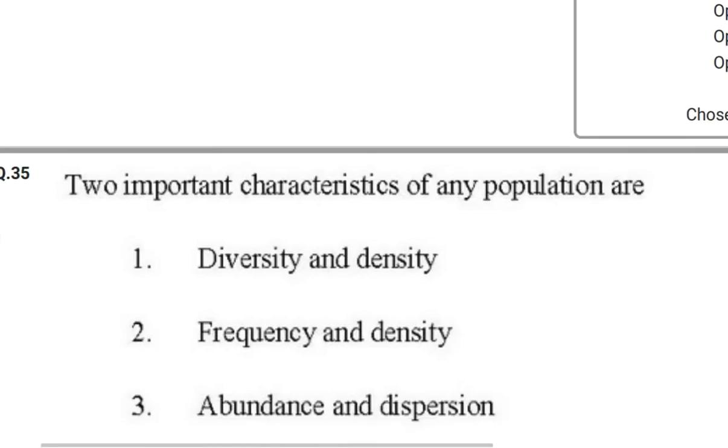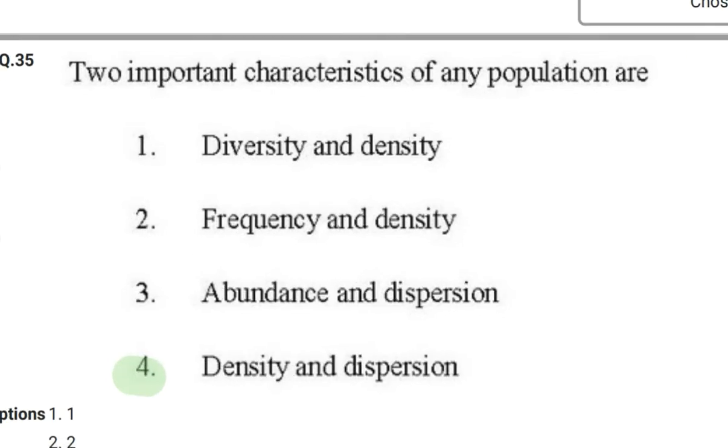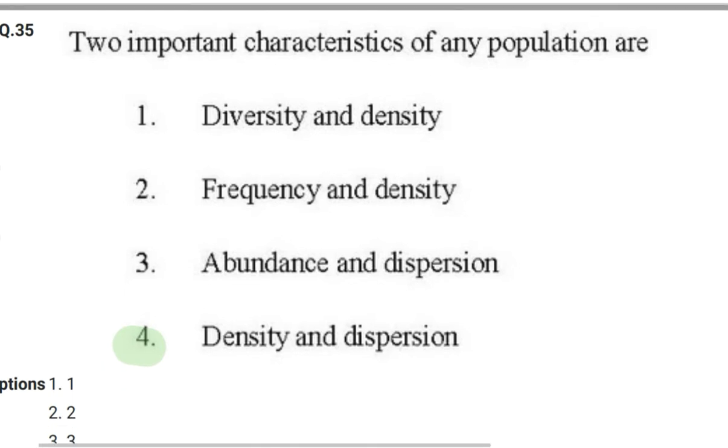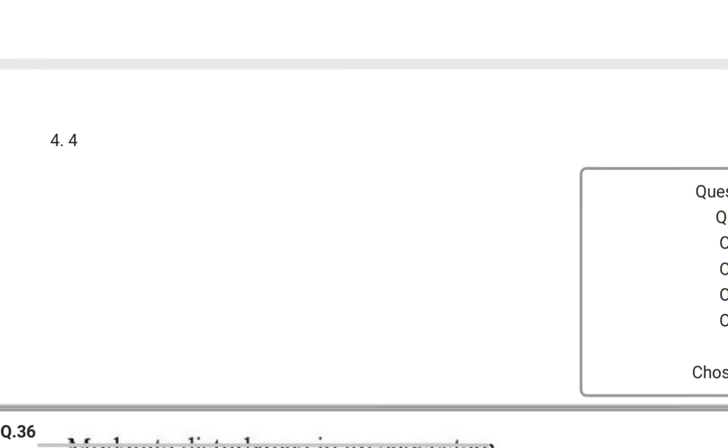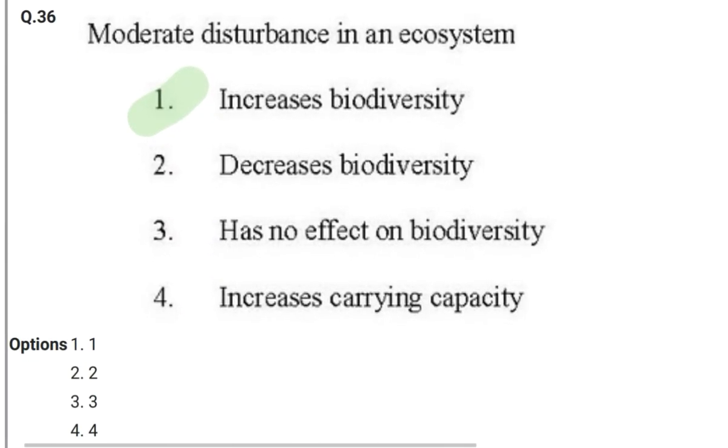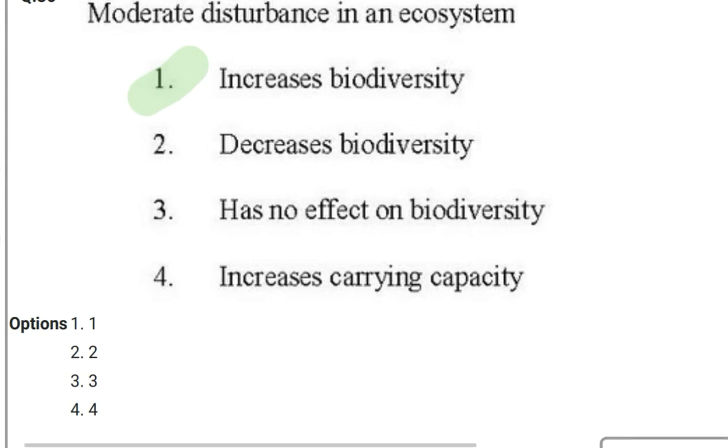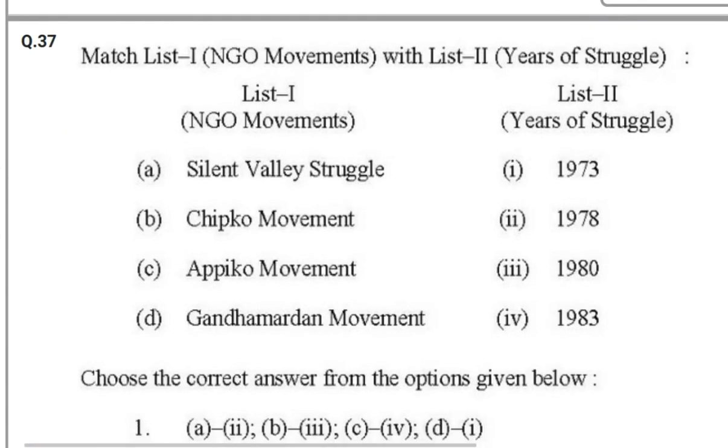Next, two important properties of any population are density and dispersion. Then, moderate disturbance in an ecosystem increases biodiversity. Next question. In this we have to match the NGO movements and their year of movements.